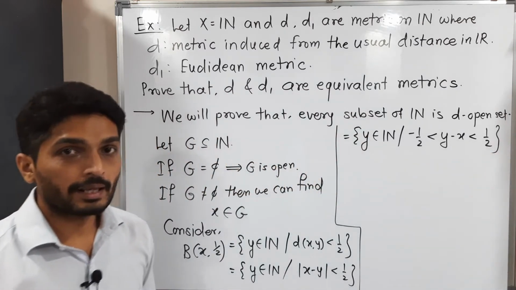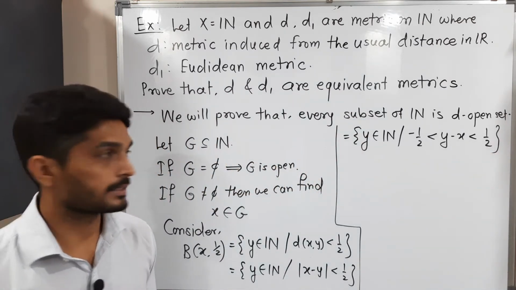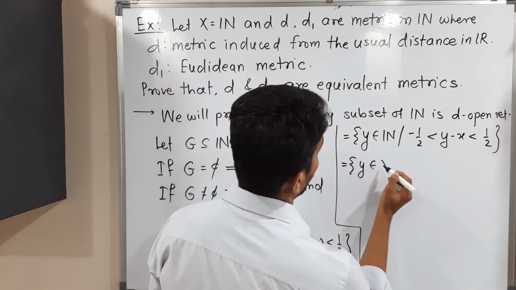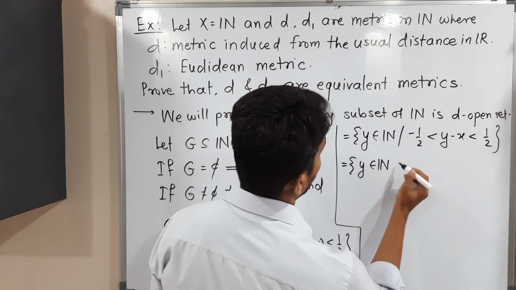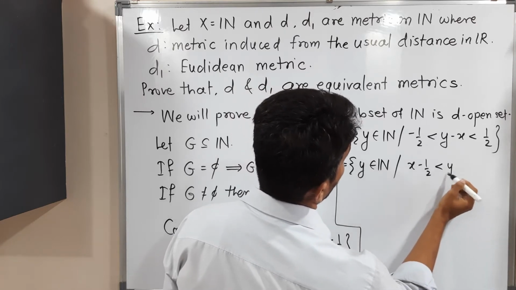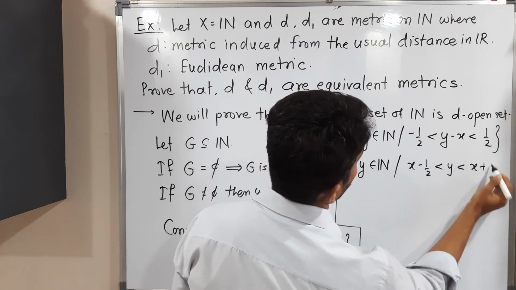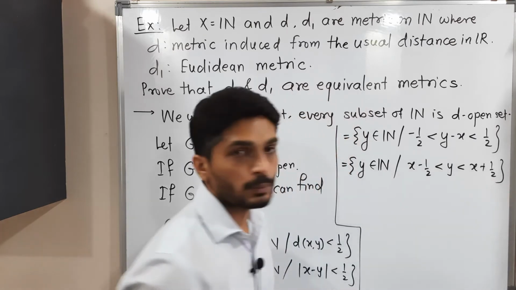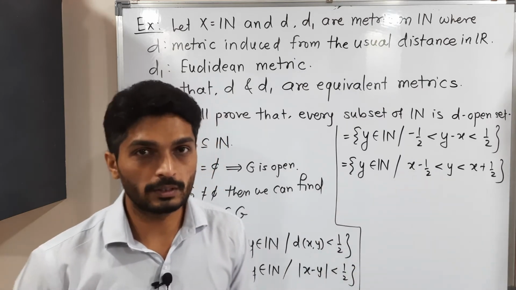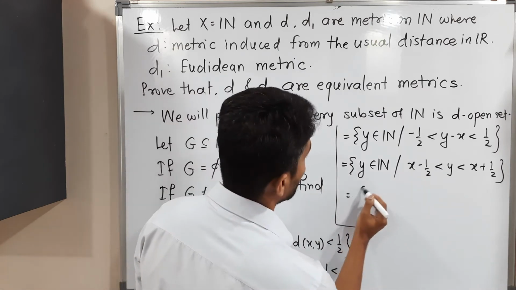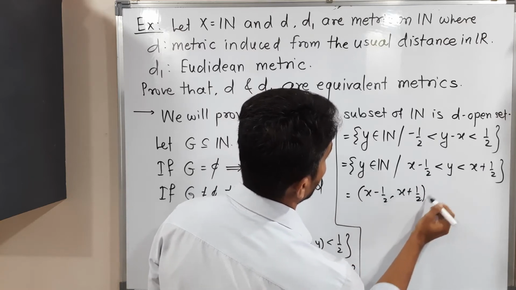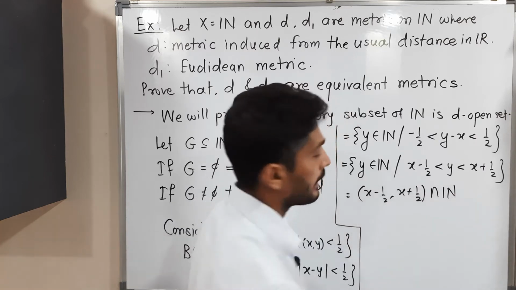I am going to add x on all sides. If I add x on all sides, we will have x - 1/2 less than y less than x + 1/2. That means we consider natural numbers which lie in this interval only. So this is nothing but the interval (x - 1/2, x + 1/2) intersected with the set of natural numbers.